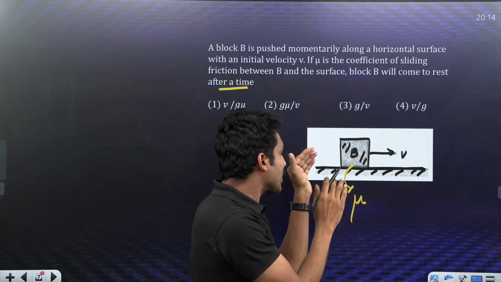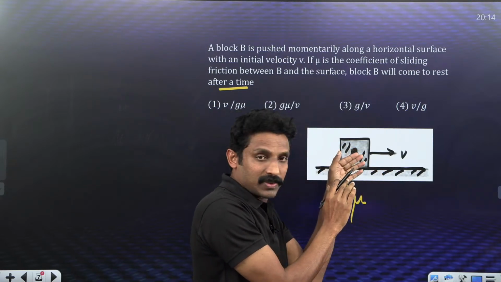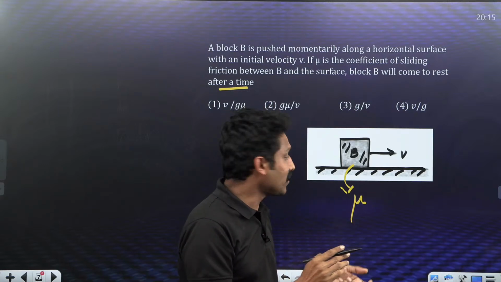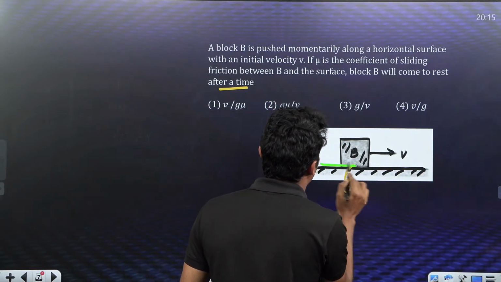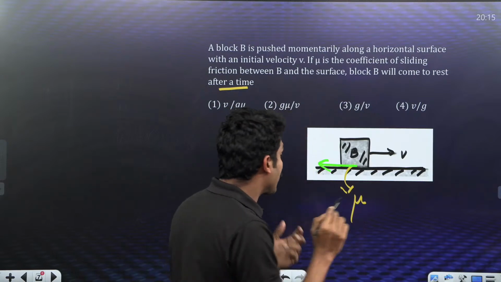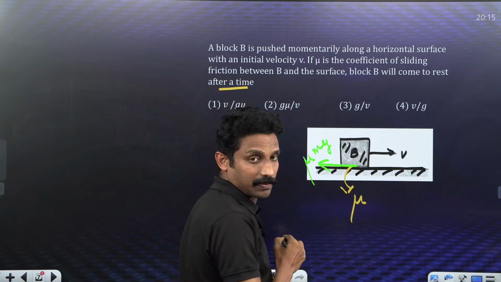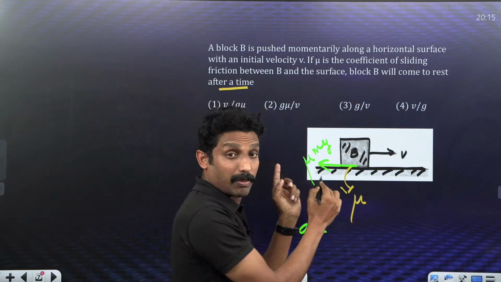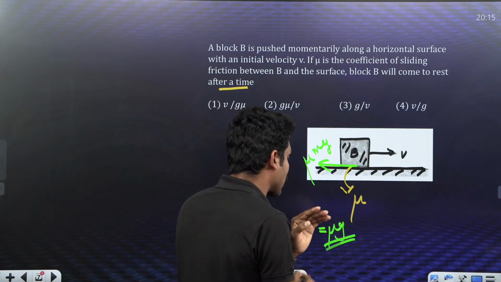Initially it is pushed with a velocity v. Soon after this pushing, it is experiencing retardation due to friction. Clear? The retardation force will be in this direction. This retardation force is actually mu into mg. This is the retardation force. So the retardation value is equal to the retardation force by mass, mu into mg by mass, that is mu g.